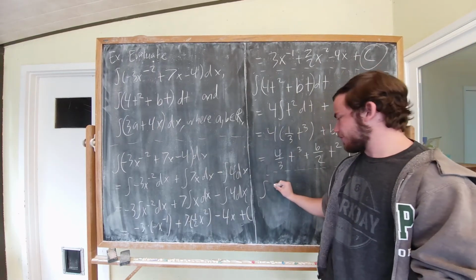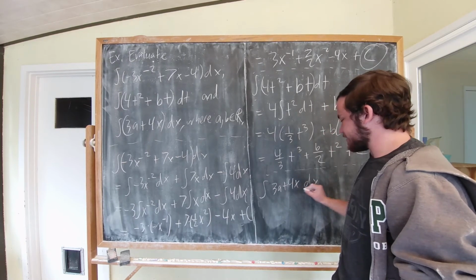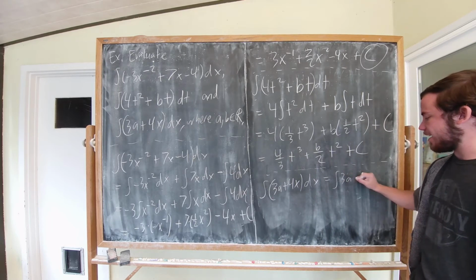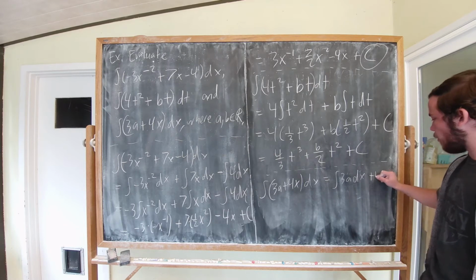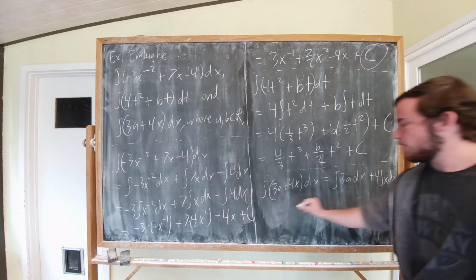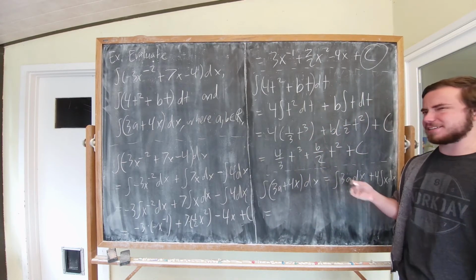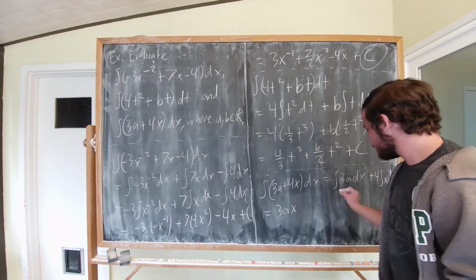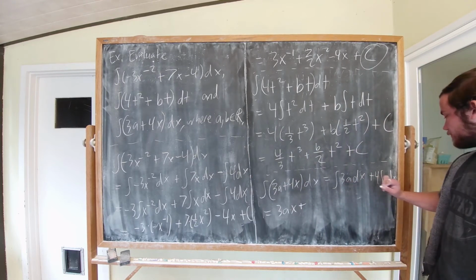The integral of 3a plus 4x dx. Well, that's the integral of 3a dx plus 4 times the integral of x dx. This is just a constant. Again, unknown constant. Doesn't matter. It's still just going to be 3a times x, because that's what the constant rule says.